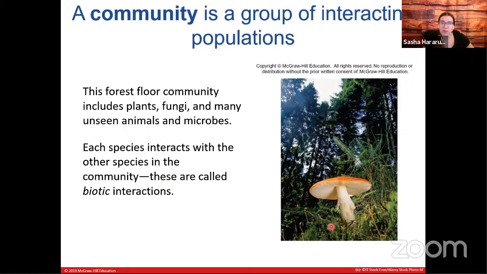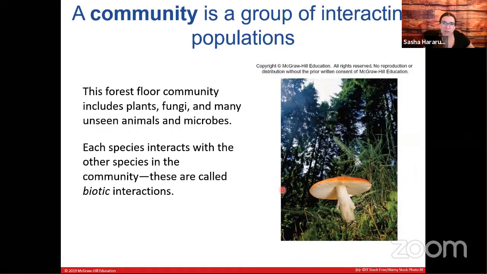In this picture, we see a forest, the community that is living within a forest stand. We have a population of trees, a population of understory species, a population of fungi, and many unseen animals and microbes that live in the soil. Each species interacts with the other species in the community, and these interactions are called biotic interactions. Again, biotic means related to something living.